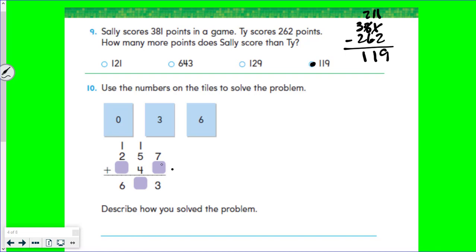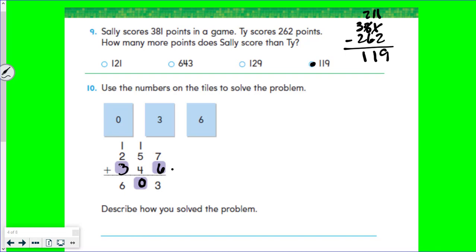Mr. Gentry wasn't paying attention. We added, something got regrouped, right? 7 plus 6 equals 13. And then 1 plus 5 plus 4, that equals 10. So there's 110. So that means this has got to be a 0. And then 1 plus 2 is 3. And 3 plus a number equals 6. Well, 3 plus 3 equals 6.